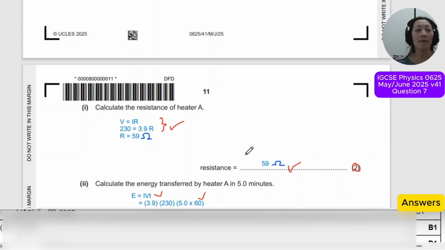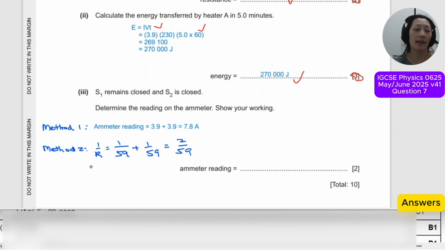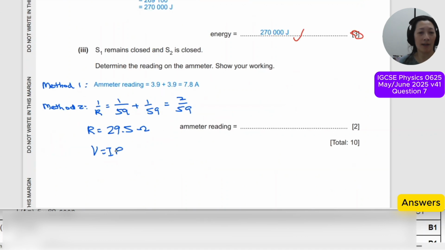So we can first calculate the total effective resistance by taking 1 over R equals 1 over 59 plus 1 over 59. Calculating this, we would get 2 over 59. And from this, we will be able to work out that the value of R is 29.5 ohm. From here, we can use the equation of V equals IR to calculate the value of the ammeter reading. So 230 equals I times 29.5. And when you work it out, you will get the same value of the current, which is 7.8 ampere.